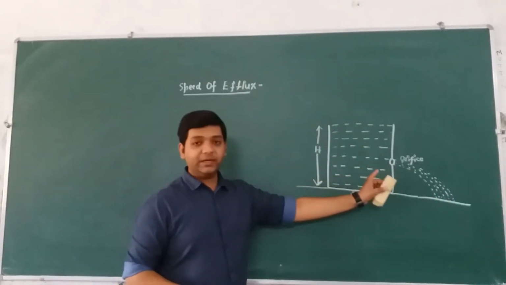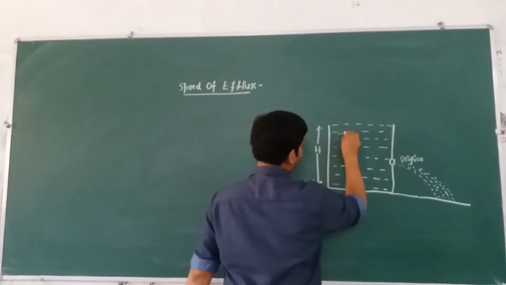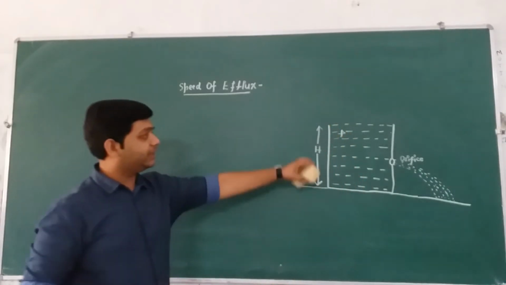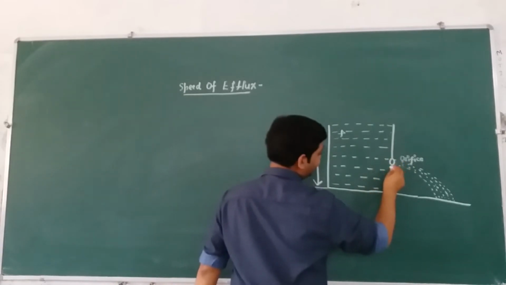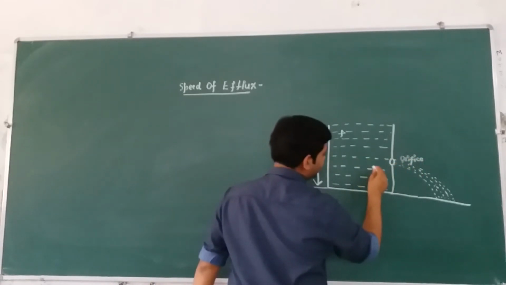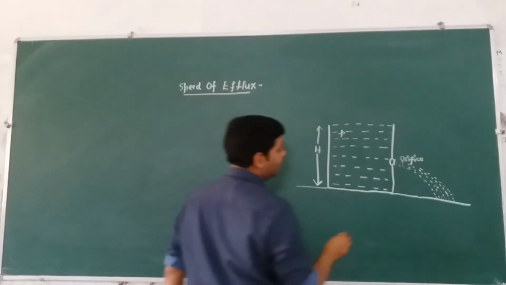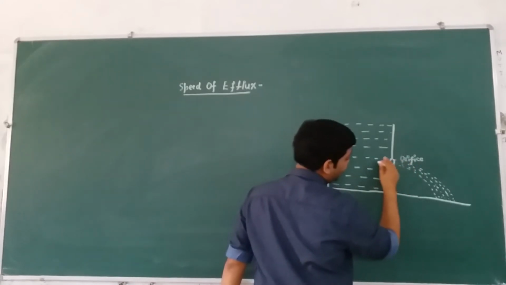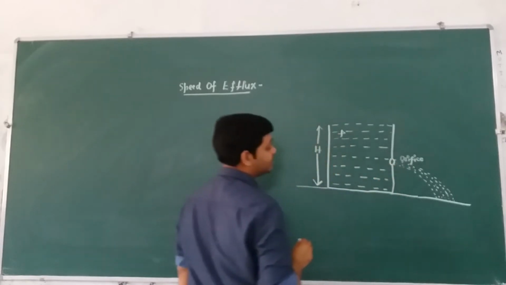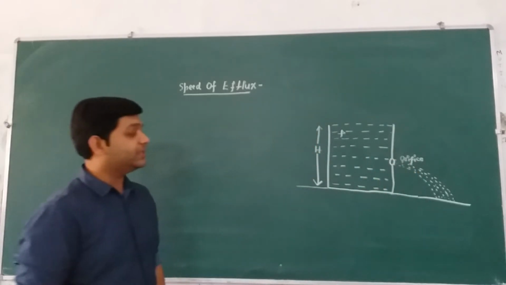Let's say the liquid in this container is of density rho. A small opening or hole is created, which is called an orifice, and as a result the liquid starts coming out with some velocity. Now we want to calculate the velocity of the efflux. The liquid coming out of it is called efflux, and we are interested in calculating the speed of efflux, that is, the speed with which the liquid comes out through this orifice.